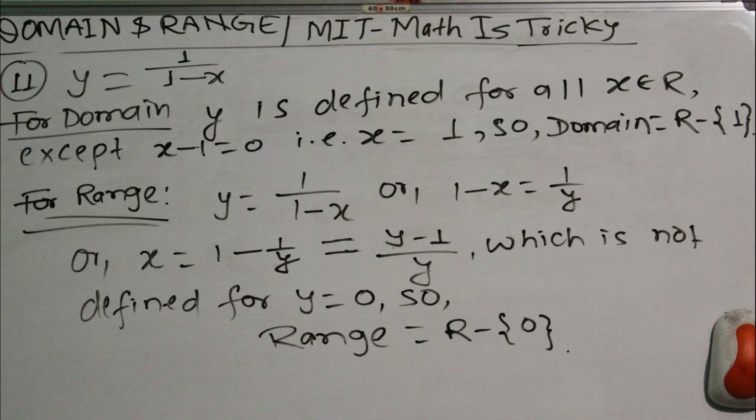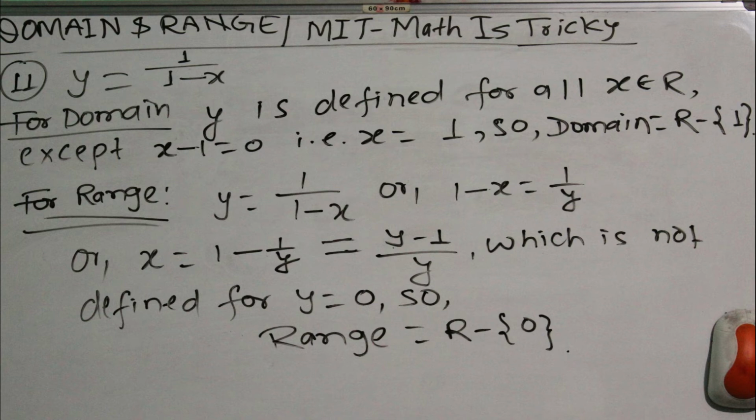Now we know that, as before, to find the range we'll express the given function in terms of x. So we'll try to find the value of x in terms of y. By taking the reciprocal and simplifying, we can write 1 minus x equals 1 by y. It means x equals 1 minus 1 by y.